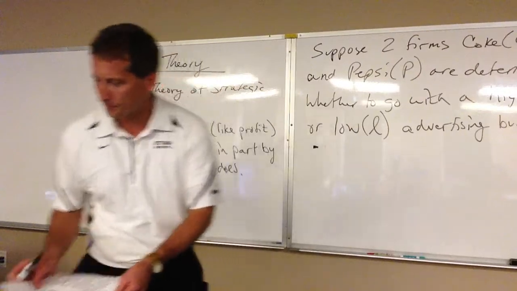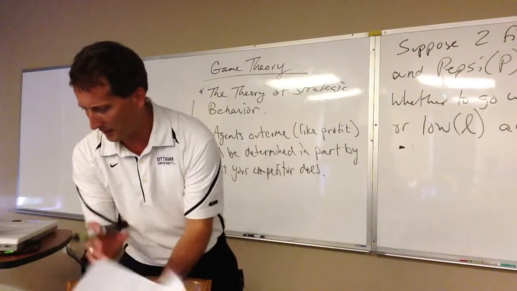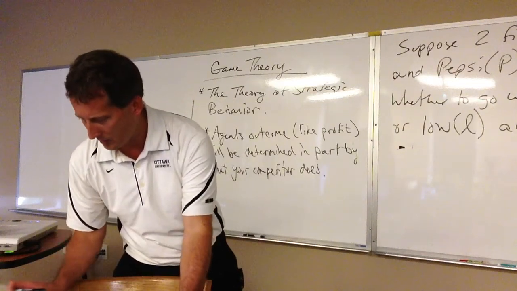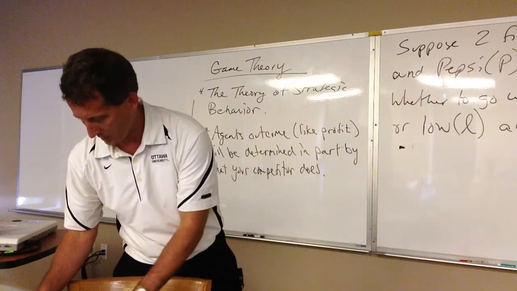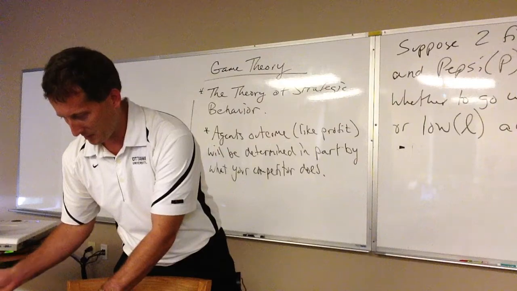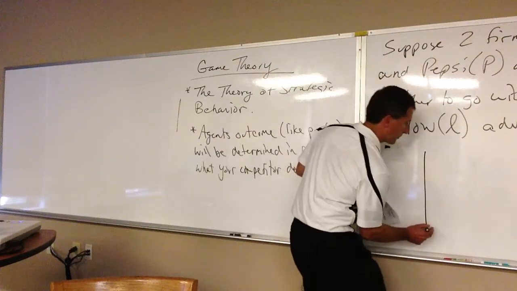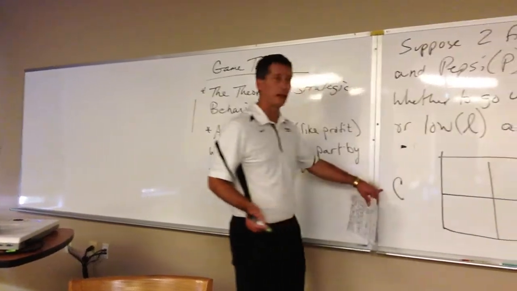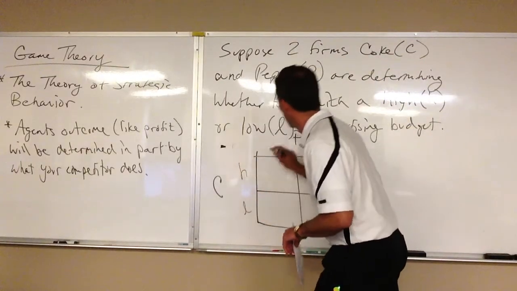So we're going to model that in a framework that looks a little different than what we've done in the past. I will have to make up that framework, which I've done before. Let's see if I can not screw this up. So I want you to create a matrix here where we're going to put Coke on the left-hand side and Pepsi up above, and each agent is going to have a choice of picking a high budget or a low budget.